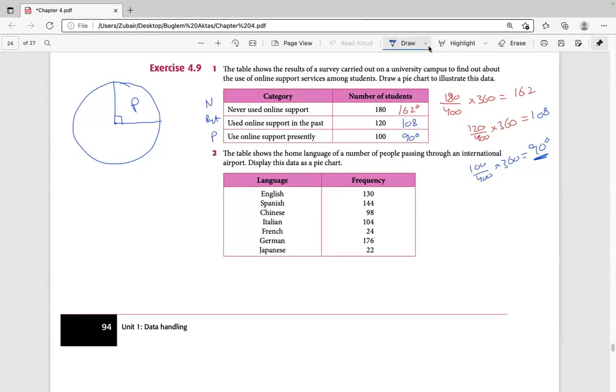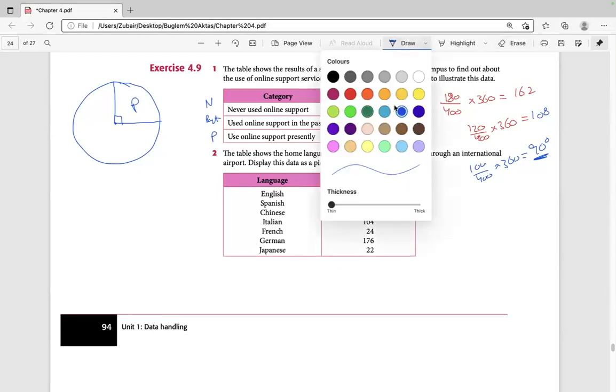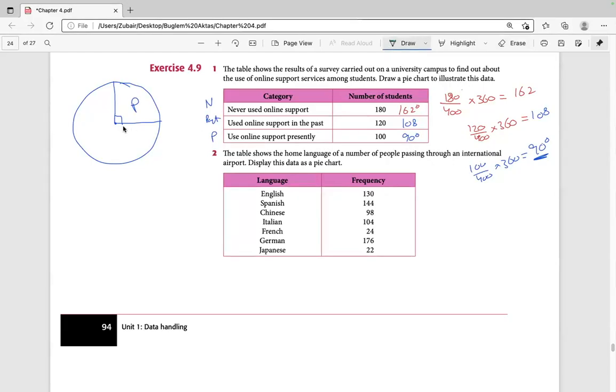Now we have 108 or 162. We can draw either of these two, and the third would automatically be listed. So I'll place my protractor and measure from 0 to 108. If it ends right at this point, I'm going to remove the protractor and draw this line. And this would look as it displays. So 108 is past and never used. So this is our pie chart.